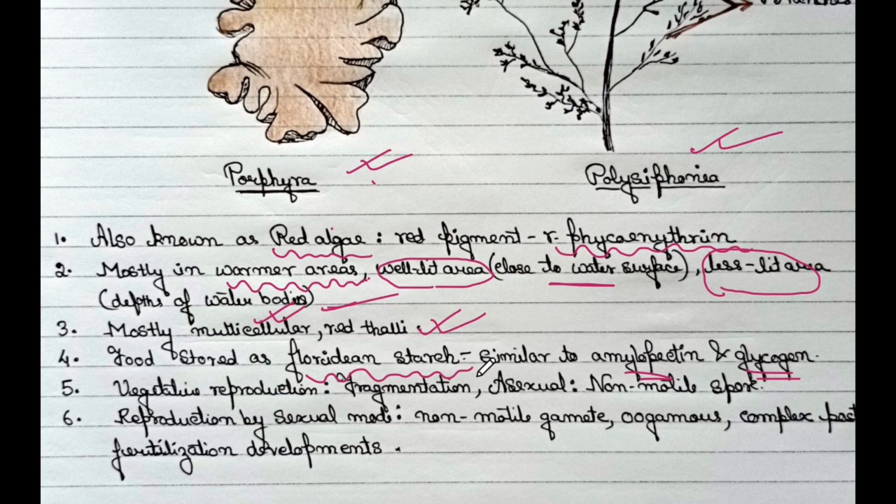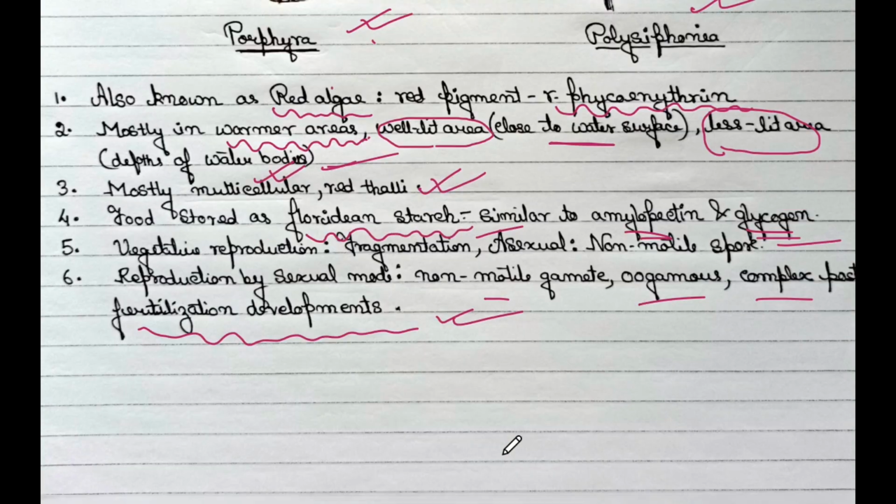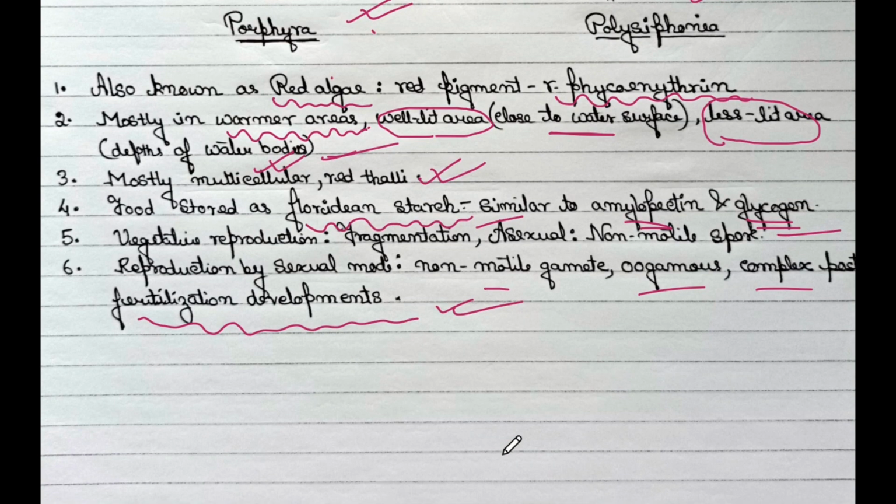Again, vegetative reproduction is through fragmentation, asexual reproduction through non-motile spore, and sexual reproduction by non-motile gamete, oogamous, and complex post-fertilization developments are seen. So, these are the basic characteristics of the red algae, and here we are ending our topic on algae.